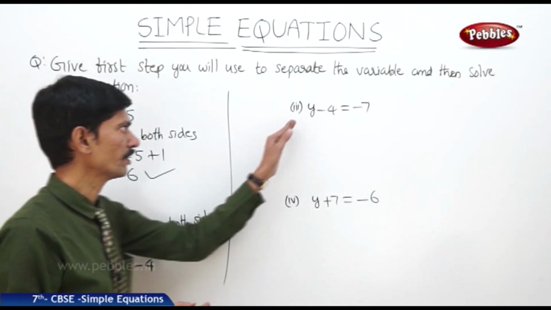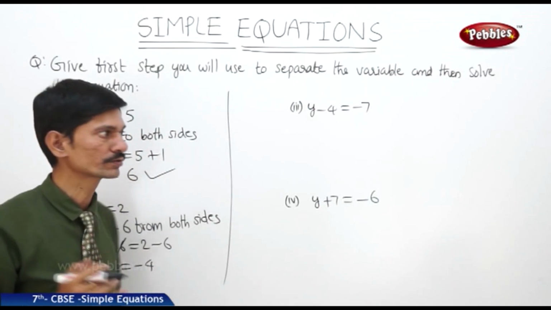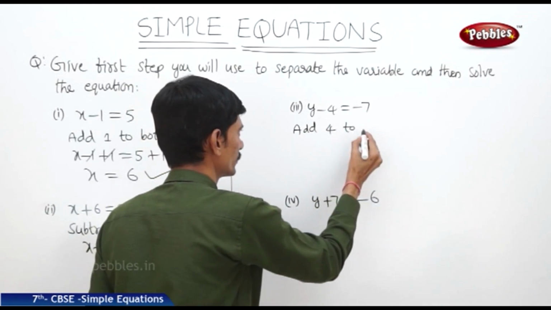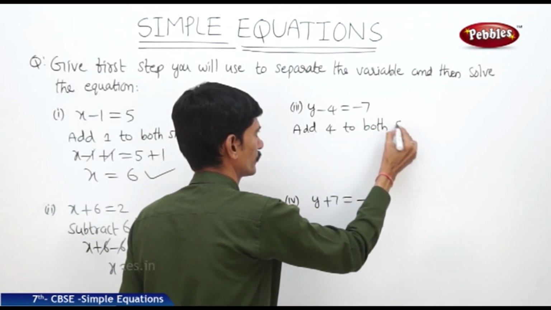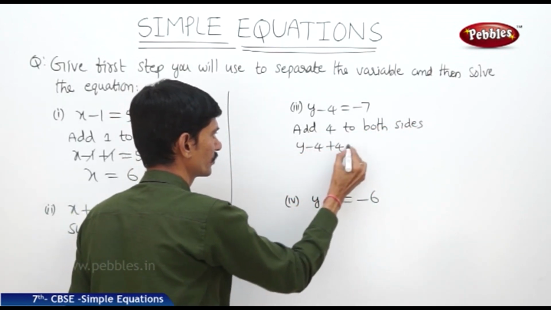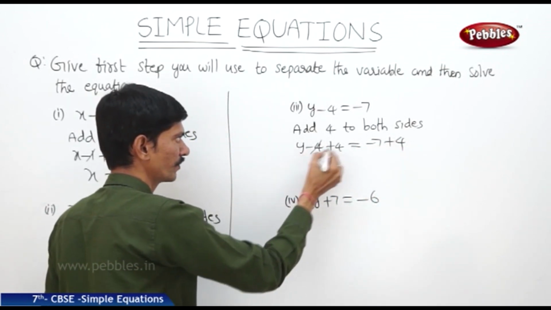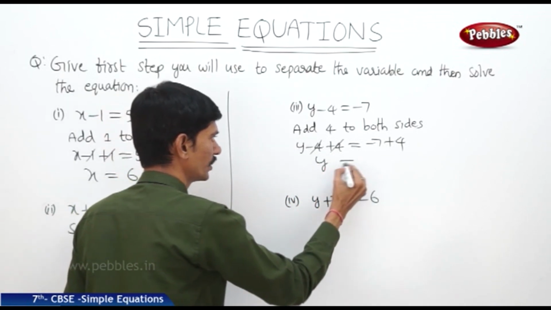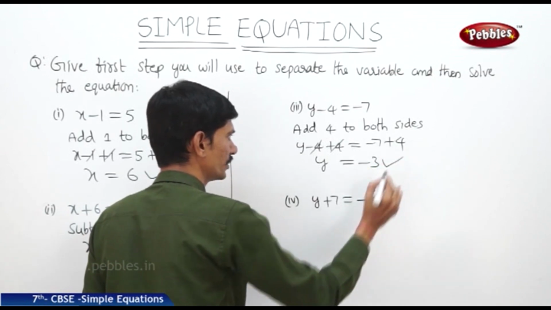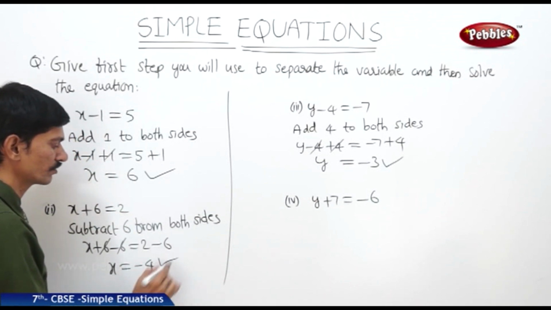Now the third equation, y minus 4 equals to minus 7. So to cancel minus 4, we should add plus 4 to both sides. Now add 4 to both sides. So then y minus 4 plus 4 equals to minus 7 plus 4. In LHS, minus 4 plus 4 get cancelled, then we get y equals to minus 7 plus 4 is minus 3. So here y equals to minus 3 is the solution of the given equation. So in the previous one, x equals to minus 4 is the solution.